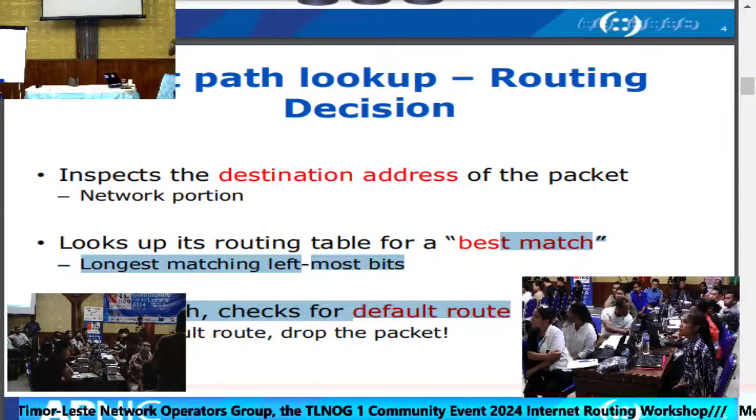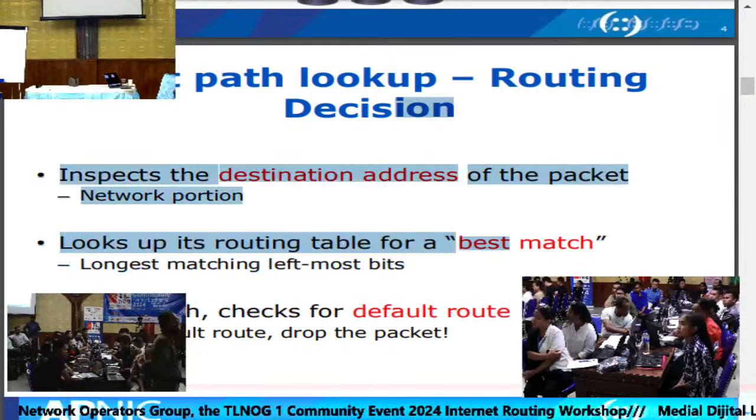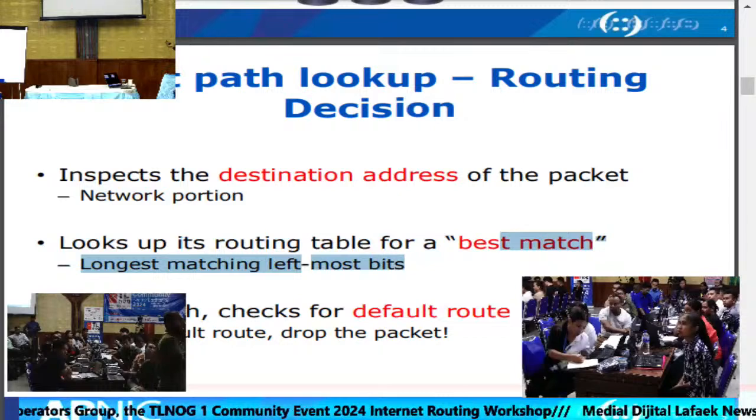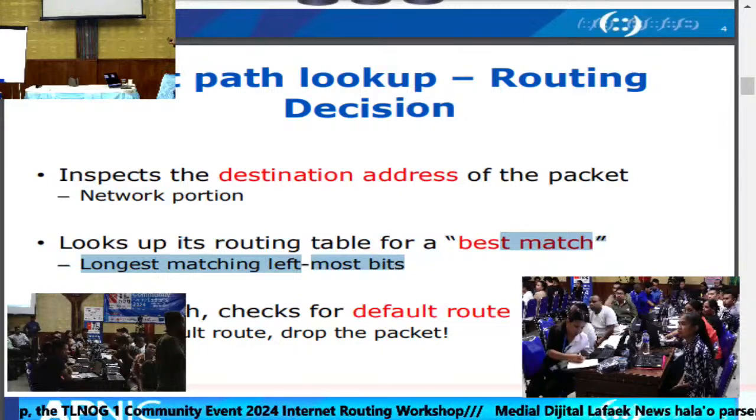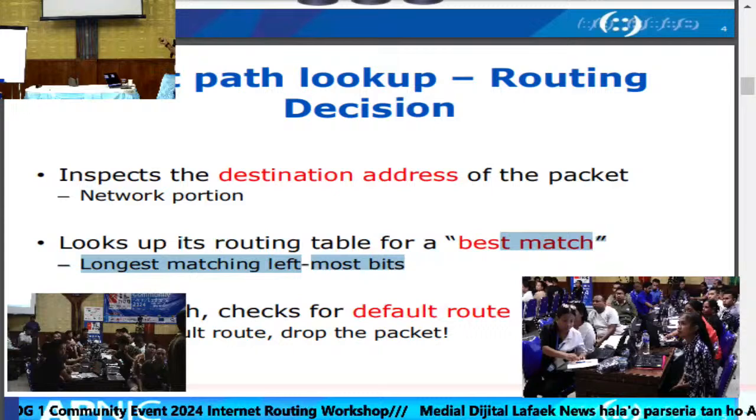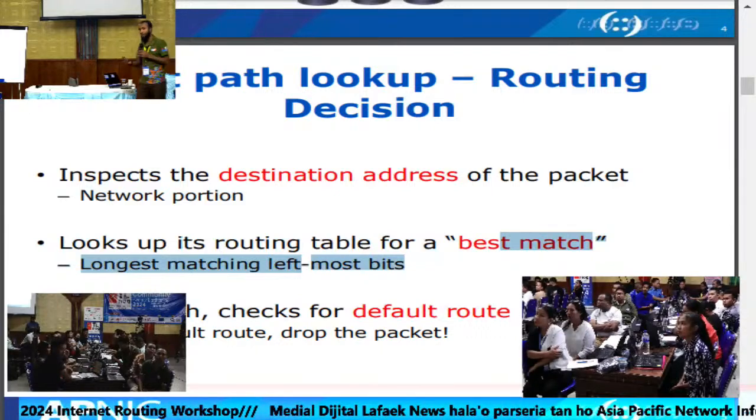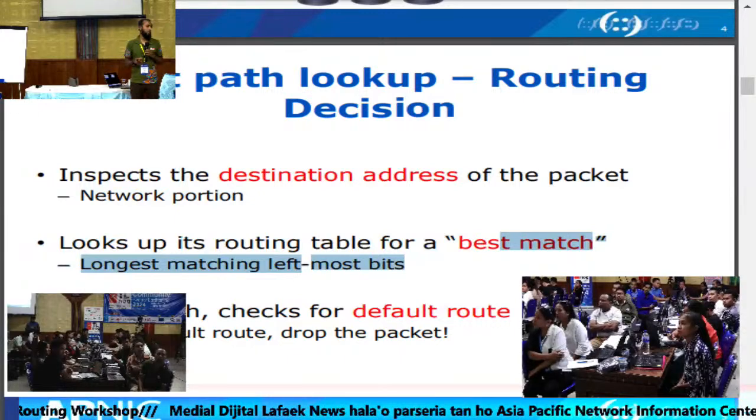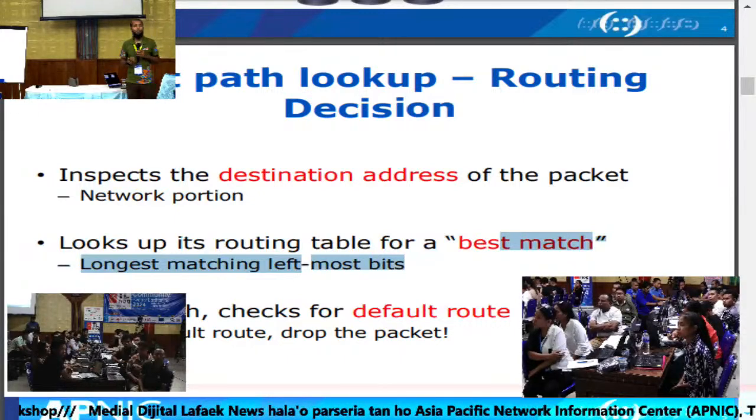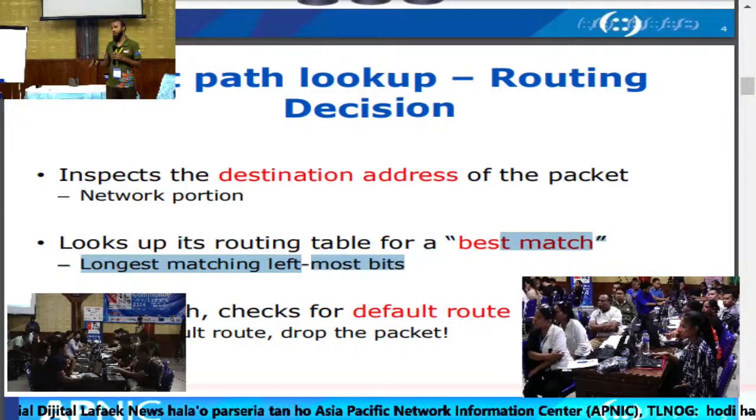And you will see in your laptops there is a default route. So if there is no best specific path, then it checks for a default route. If there is no default route, then the packet will be dropped. Okay? Because there is no other way to go out. It's just dropped.